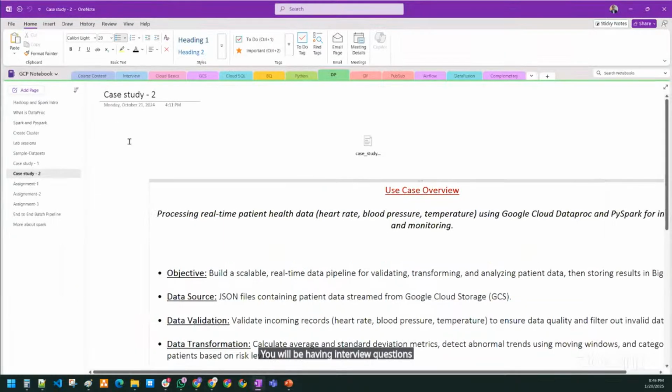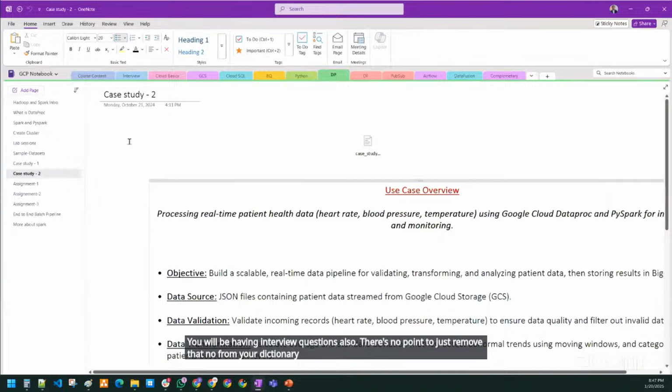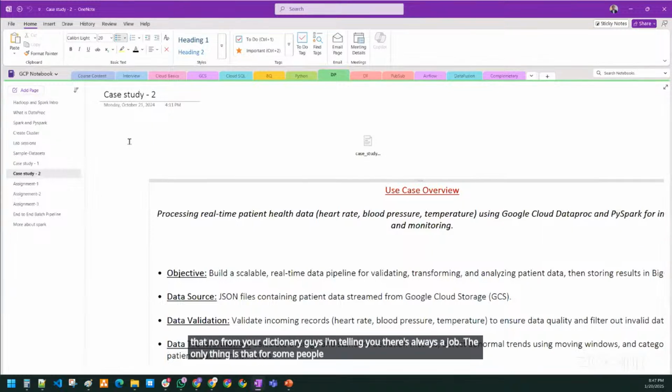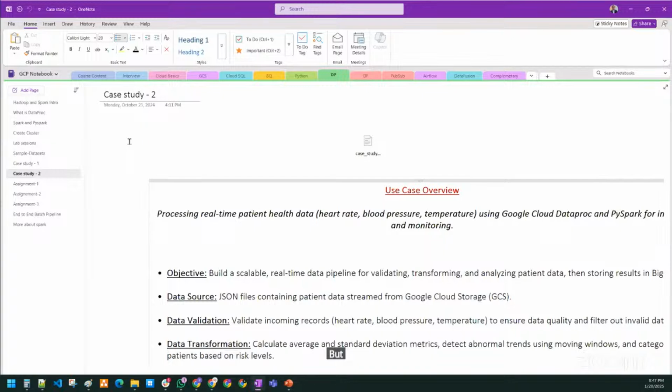There's no point in keeping "no" in your dictionary, guys. There's always a job. The only thing is that some people get the job within 10 days after the course, some people in 15 days, some in 20 days, some in 1 month. It is just a matter of time, but you are going to get the job.